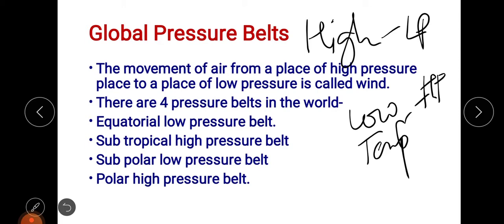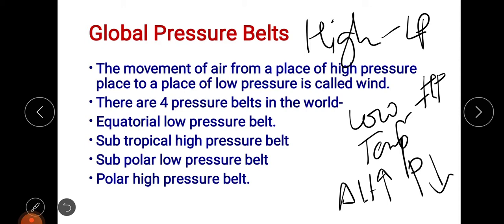And altitude, how does altitude affect the pressure of an area? Altitude means height. If altitude increases, what will happen? Air pressure will go on decreasing. So depending on these two factors, your air temperature and your altitude from the earth's surface, atmospheric pressure differs from place to place.